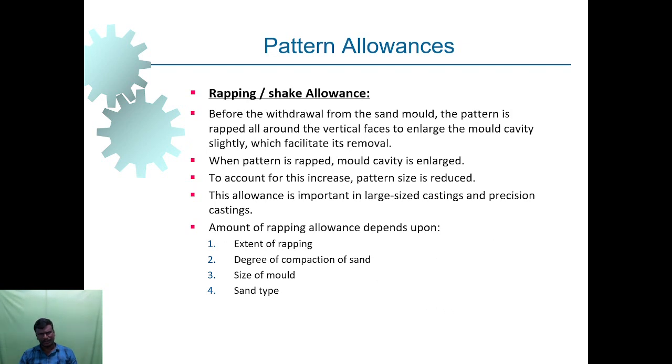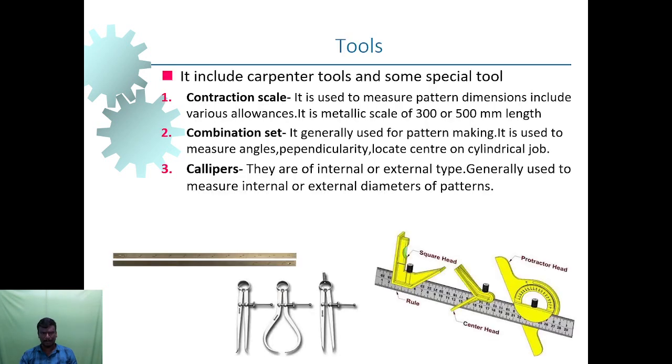Next allowance is the rapping or shaking allowance. Before withdrawal from the sand mold, the pattern is rapped all around the vertical faces to enlarge the mold cavity slightly, which facilitates its removal. When the pattern is rapped, the mold cavity is enlarged. To account for this increase, the pattern size is reduced. This allowance is important in large-sized casting and precision casting. The amount of rapping allowance depends upon the extent of the rapping, the degree of compaction of sand, the size of the mold, and the sand type.